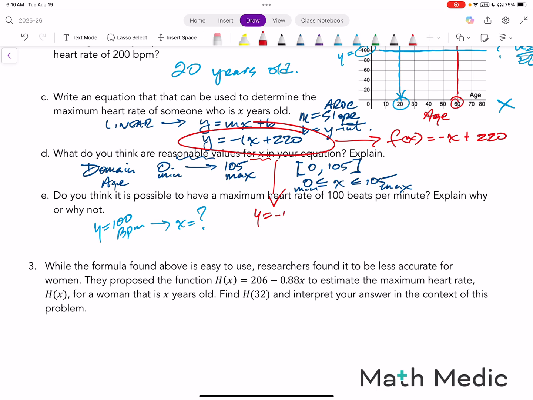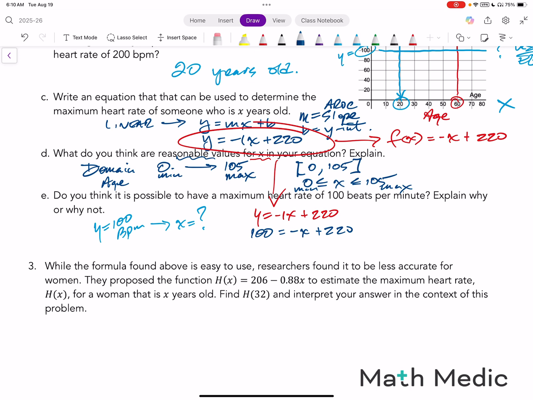We know y is equal to negative 1x plus 220. That's the equation that we developed. Now if y is 100, what would x be? So 100 is equal to negative x plus 220. And then solve for x right here.